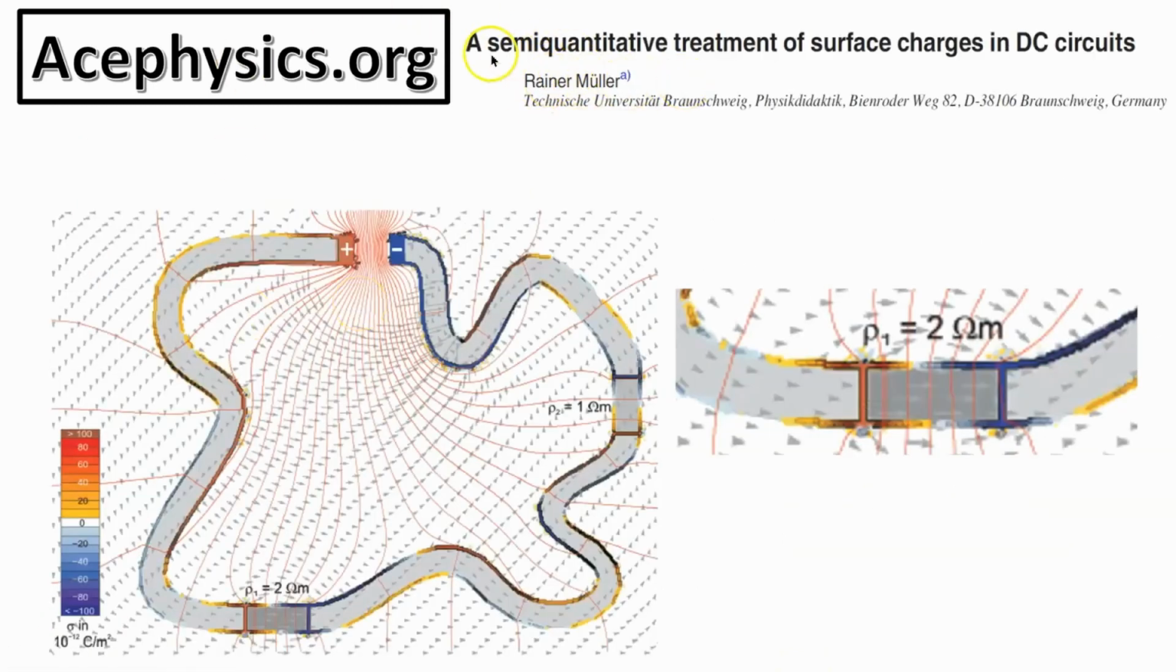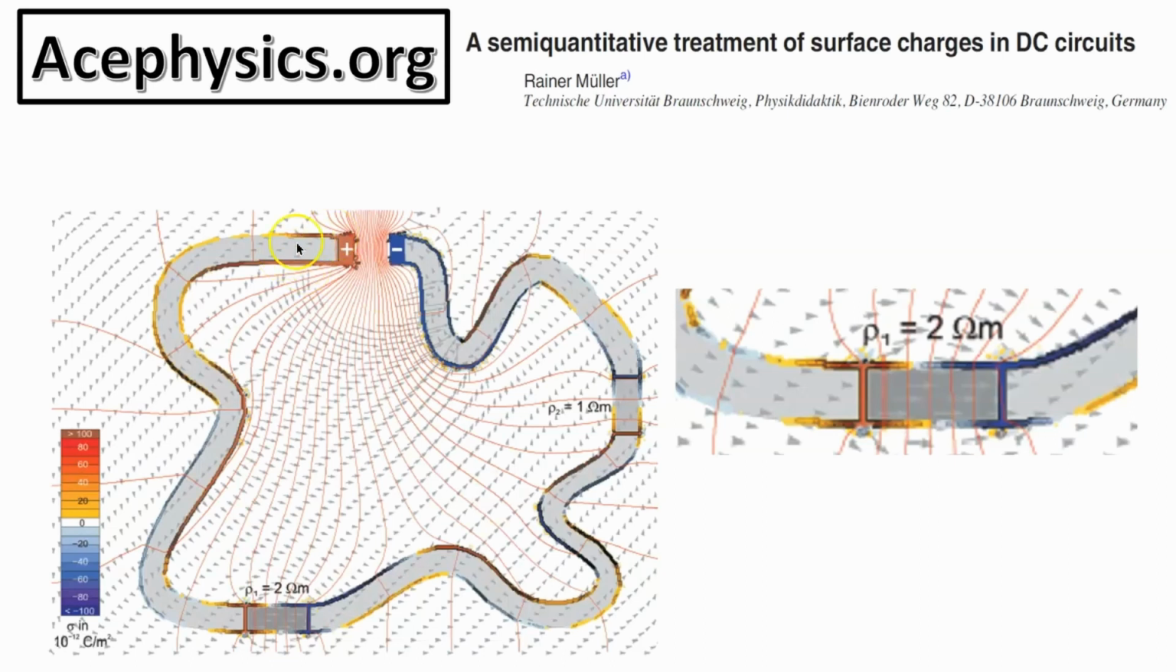Here's a paper by Mueller. It's called A Semi-Quantitative Treatment of Surface Charges in DC Circuits. In this paper, Mueller employs Maxwell's equations and leverages the intrinsic properties of equipotential surfaces to construct a model of the electric field within a circuit. While the paper is fantastic, its level of detail exceeds the scope of this particular presentation. The paper explains why the electric field in the wire is small and points in the direction of current flow. It shows that the electric field in the resistor is large and also points in the direction of current flow. The quick arrangement of surface charges on the circuit elements generates the specific electric field configuration.